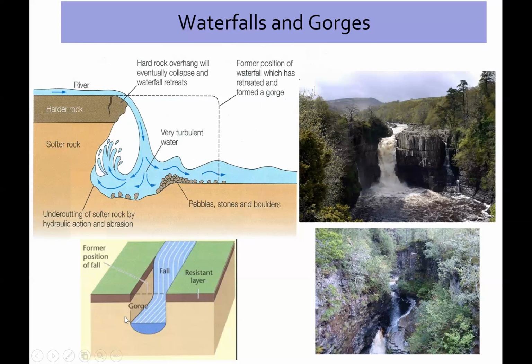So this is what you get. You get your waterfall leaving behind a very steep-sided valley, and that's what we call a gorge. So a valley created by a waterfall retreating is called a gorge. And this is a very famous waterfall up in northeast England, and this is called High Force Waterfall.